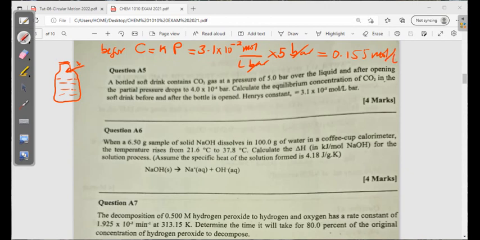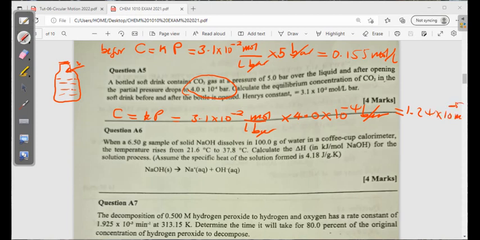So this is the concentration before the bottle has been opened. After being opened, the concentration has reached equilibrium with the environment. Now the concentration is Kp, where K is the same 3.1 times 10 to the power negative 2 mol per liter bar. The pressure becomes 4.0 times 10 to the power negative 4 bar after the bottle has been opened. The bar cancels out. So 3.1 times 10 to the power negative 2 multiplied by 4.0 times 10 to the power negative 4 gives a value of 1.24 times 10 to the power negative 5. The unit is mol per liter.